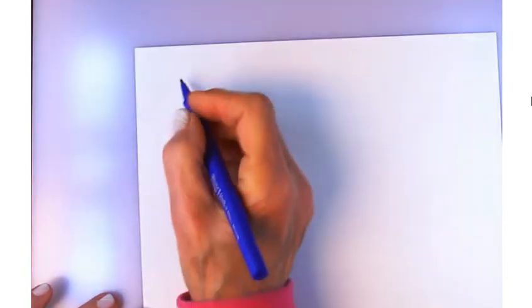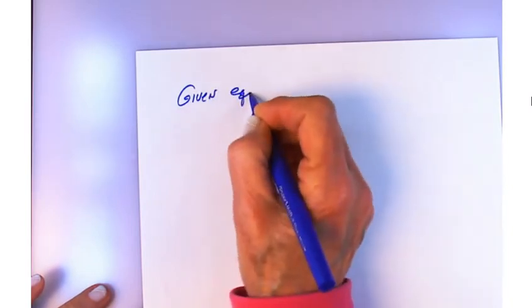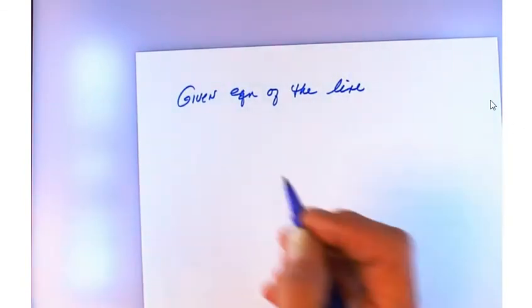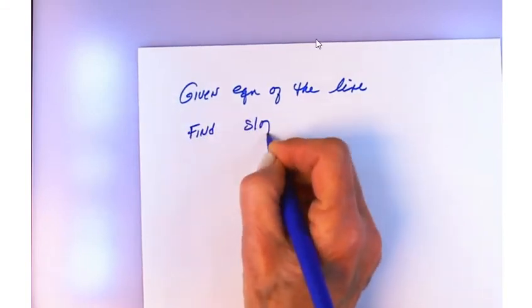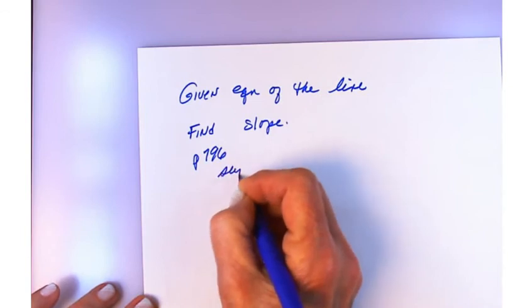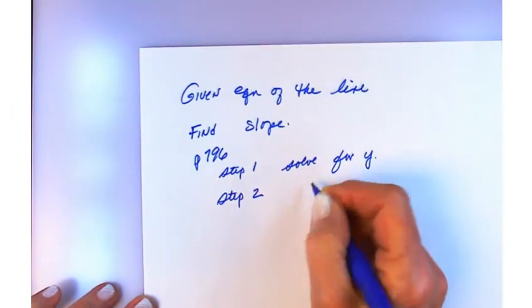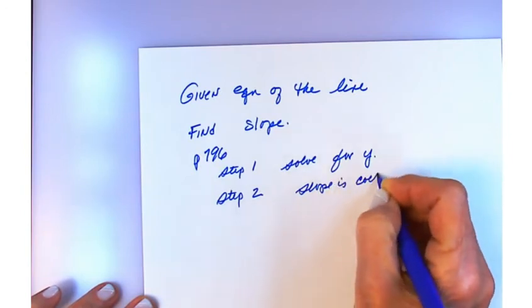So now, we have another way to find slope. I gave you the formula to find slope, which of course is a no-fail method, but that would be mostly for given two points. If you're given the equation of the line, here is the way you can find the slope. On page 796, you can look at that little green box, and it says step 1, solve for y. And step 2, the slope is the coefficient of x.